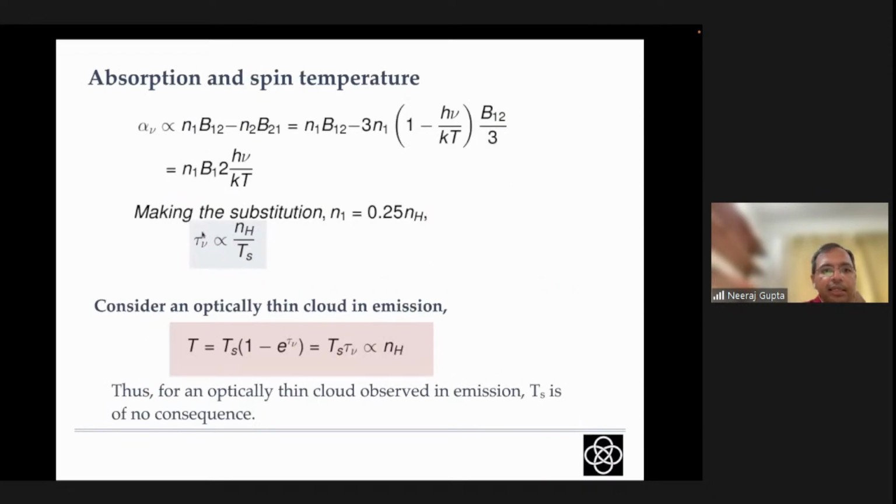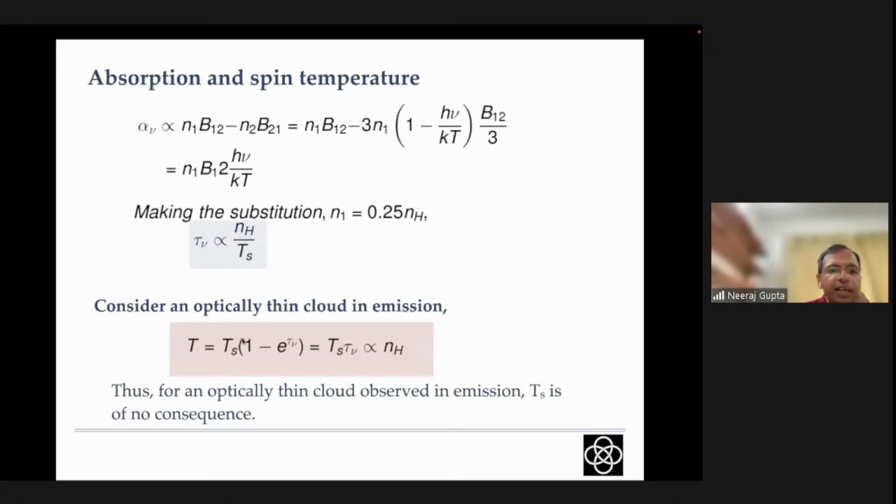So then this alpha nu, or tau nu, is related to the total number of atoms and T, which is the spin temperature. What this is telling us is that the absorption coefficient, or the optical depth, the absorption probability, is related not only to the number of atoms which are present, which should be obvious and is true in every possible case, including for the Lyman alpha transition. But in the case of the 21 centimeter line, it also depends on something called the spin temperature, which need not necessarily be the kinetic temperature in general.